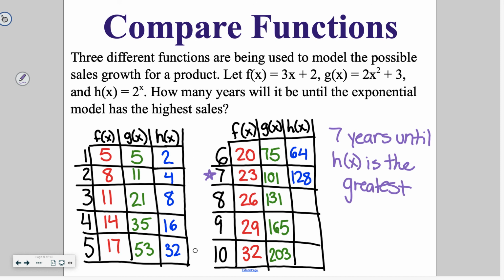So in these first 5, that exponential function, the h of x, is not the biggest. As I keep going then, once I get to 7 years, that exponential model is the greatest, so I wouldn't have to fill in those last pieces for the exponential. So after 7 years, h of x is the highest.